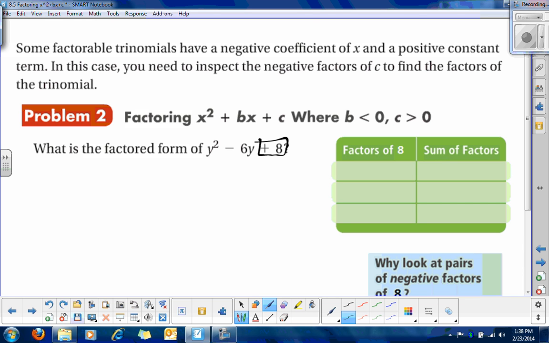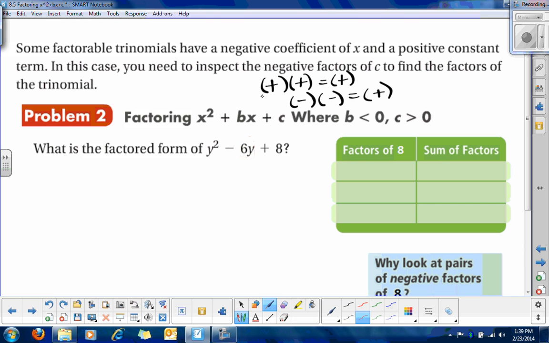And we know that if we multiply a positive times a positive, that's going to give us positive. Also, if we multiply a negative times a negative, what's that going to give us? Yep, a positive. So that means that we have to look at the positives, we have to look at the negatives. But the other thing that we need to remember is that when we add them, we want to get a negative b term.